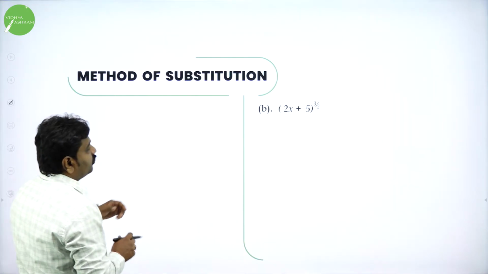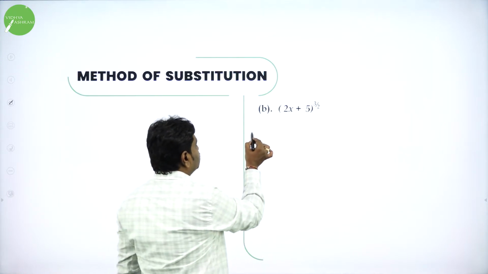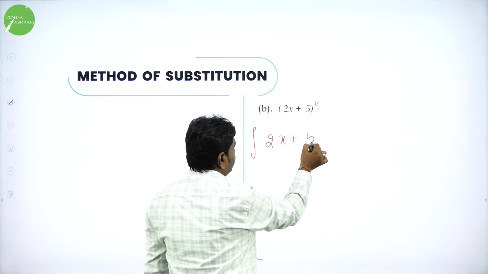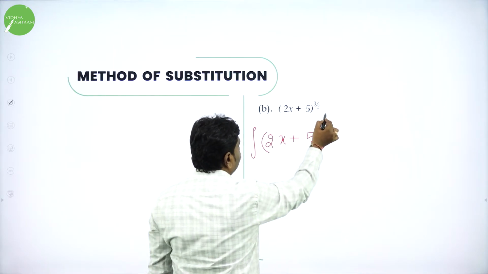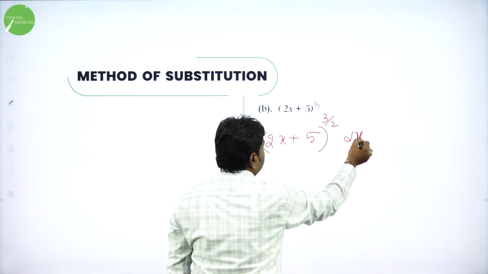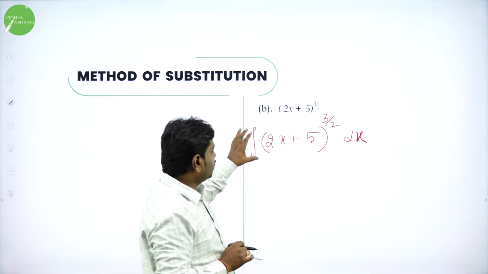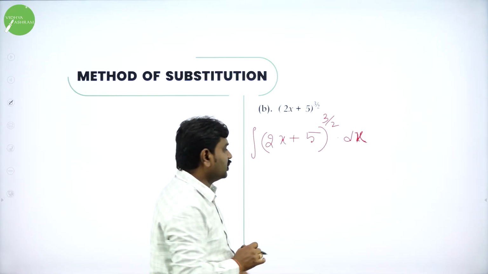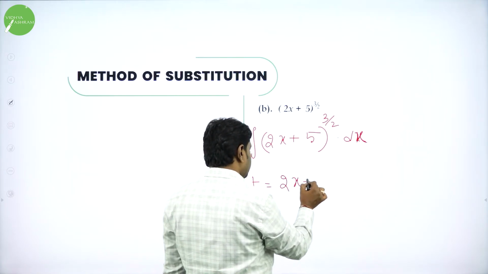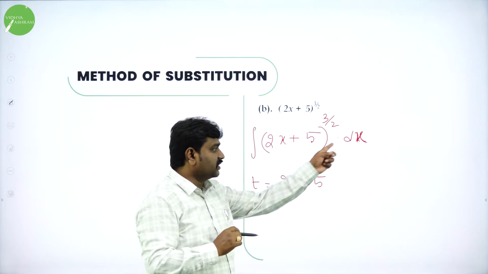The same technique we can use for the next question: 2x plus 5 power 3 by 2. So first let us write integration of 2x plus 5 power 3 by 2 with respect to x, into dx. With respect to x means we integrate with respect to x by substitution. All the problems we need to integrate. Integration of 2x plus 5 power 3 by 2 dx. So again put t is equal to 2x plus 5.